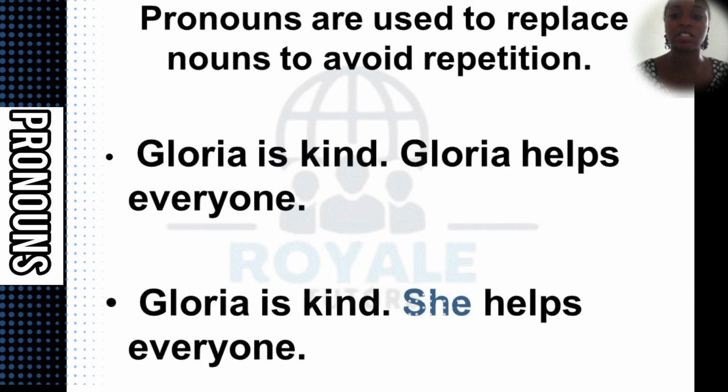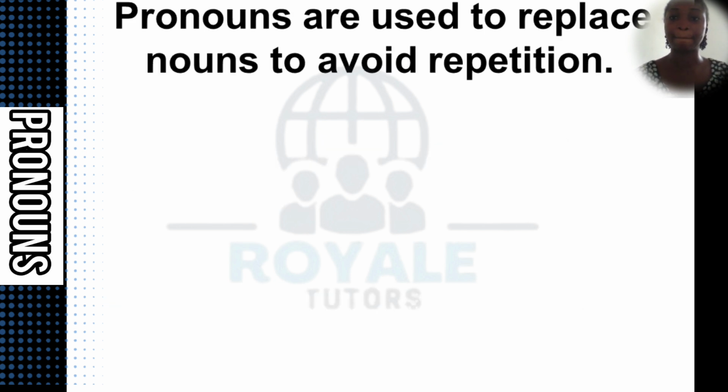Okay, now look at this. Gloria is kind. She helps everyone. So that's to say that Gloria is the noun while she is the pronoun. And she is the word used to replace a noun. And then that brings us back to the reason why we use pronouns, which is to avoid repetition. Now let's take a look at another example to see how pronouns are used.